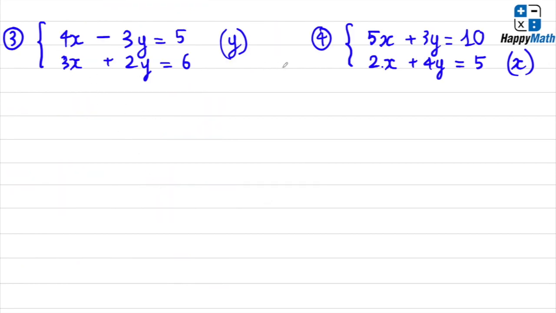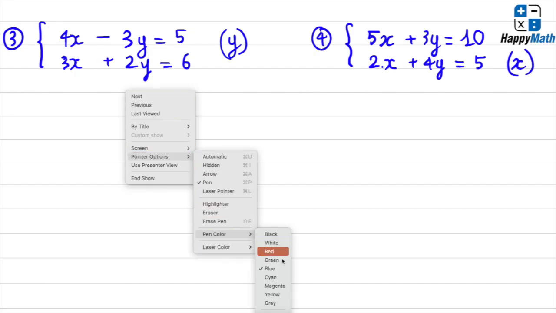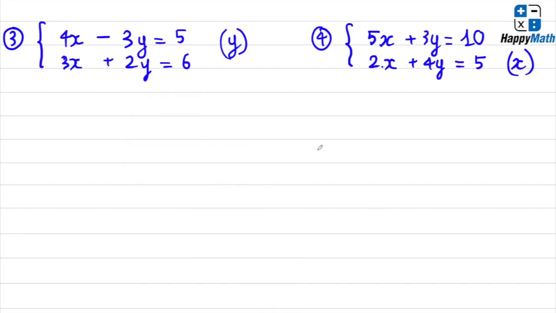Example 3 and example 4: the first one is changing y and the second one is changing x. Okay, so how can you show your working for these 2 exercises? For y, you got here 3 and here 2. So I will multiply the first one by 2 and multiply the second one by 3. What will I have?